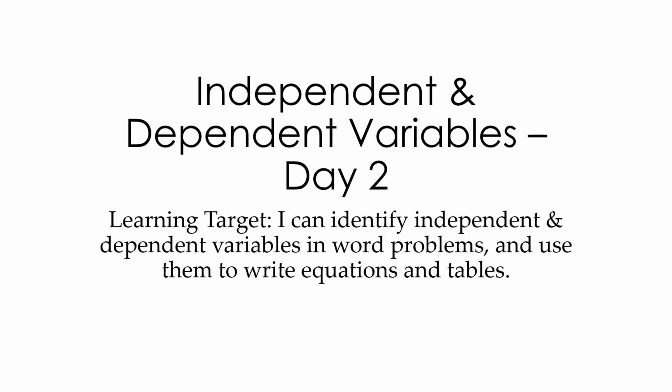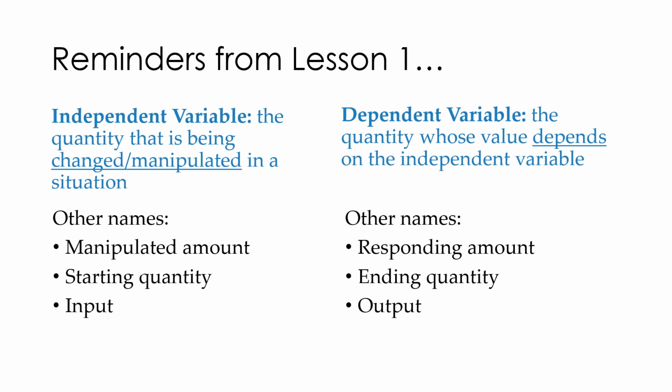All right, so today we're talking about independent and dependent variables, but focused more on word problems and using them to write equations and find values. So just a couple of reminders from lesson one. The independent variable is the quantity that's being changed or manipulated. The dependent variable is the quantity whose value depends on the independent variable.